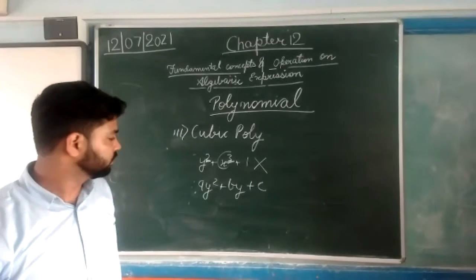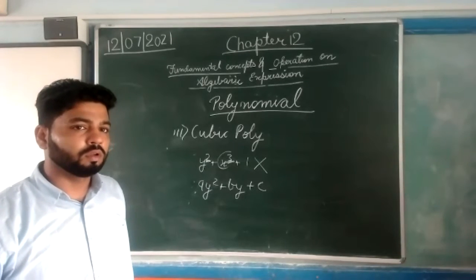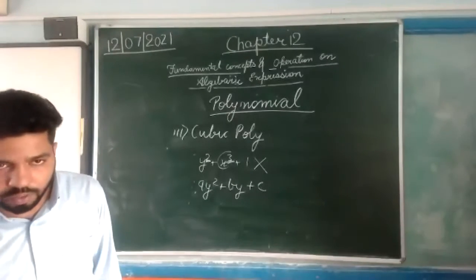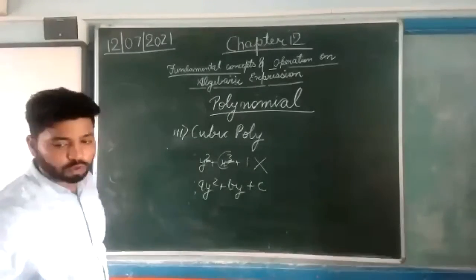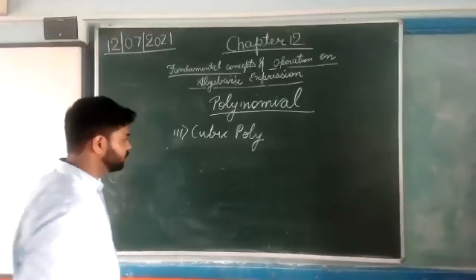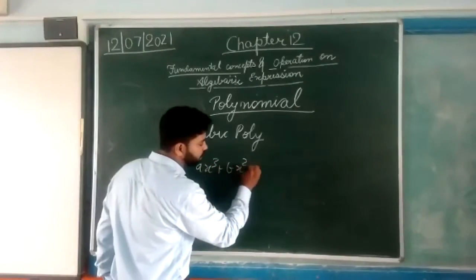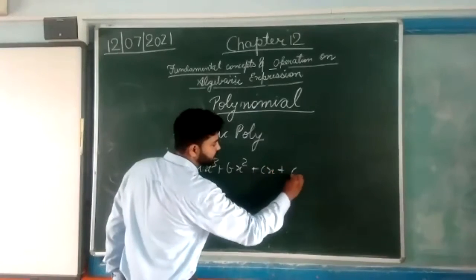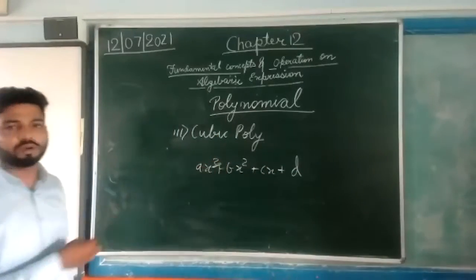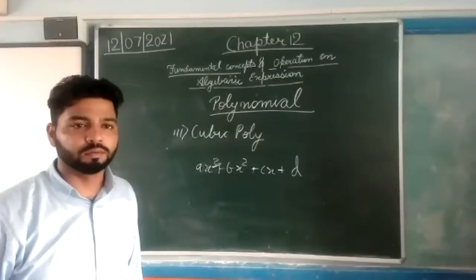Sir, in a quadratic polynomial, the highest power should be a square only, not any cube. And in a cubic polynomial, the highest power should be 3, like ax cube plus bx square plus cx plus d. So the highest power is called the degree, which is 3. So it will be a cubic polynomial.